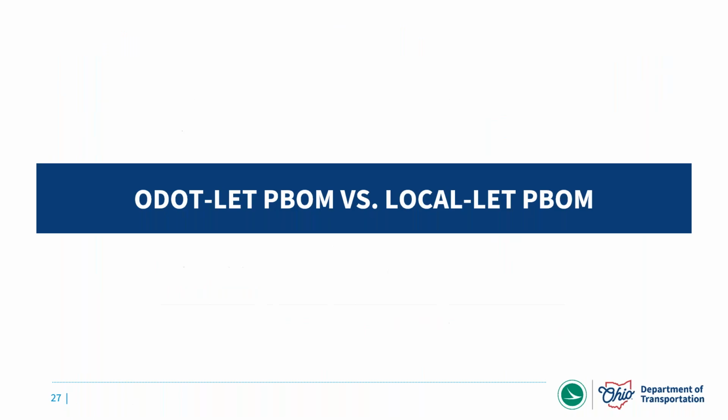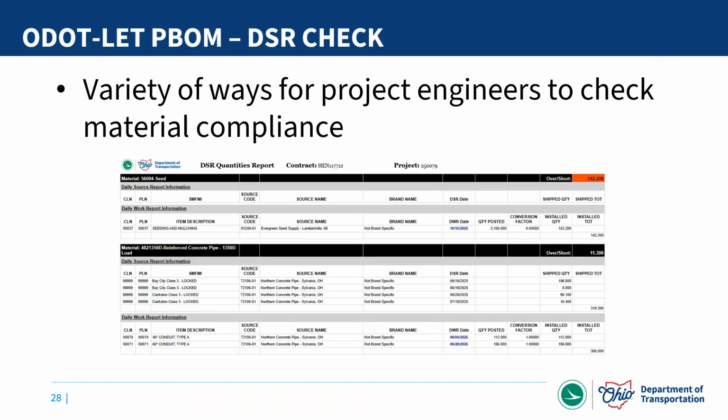All right, now we will move to the ODOT LET, first local LET, project bill of materials. First I will start by going through some ways that ODOT project engineers check that their materials accepted meet the materials required for their project.